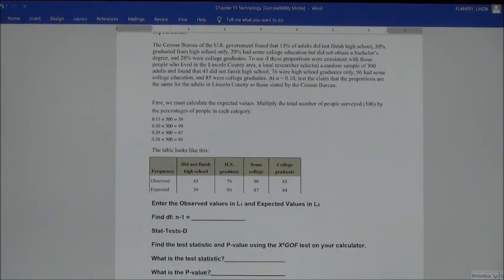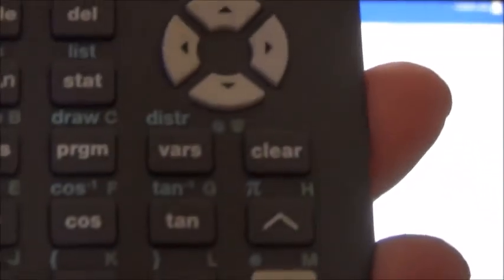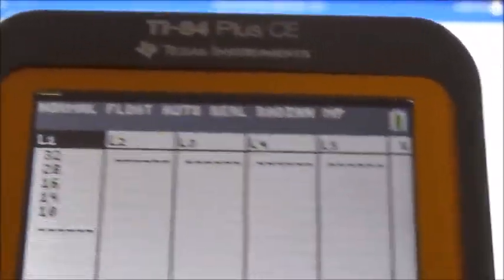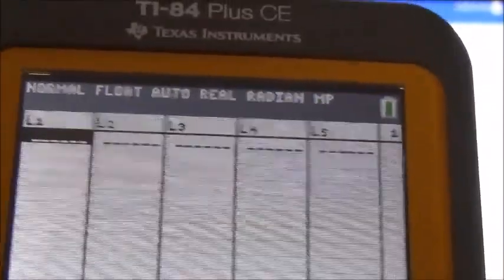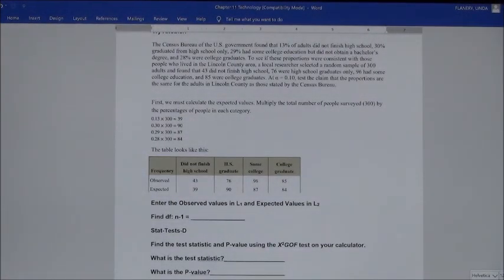Again, we're going to grab our graphing calculator, and I'm going to go to my main menu here and go to Stat, and press number 1 to edit. And I'm going to go ahead and clear my lists. You can just type over them, but I like to clear them out just in case they're longer or shorter. And then I'm going to enter in my values. I have 43, 76, 96, and 85 for list 1. List 2, we had 39, 90, 87, and 84.